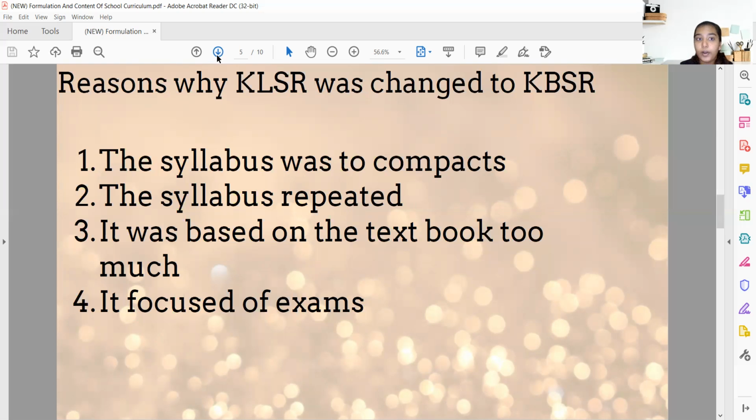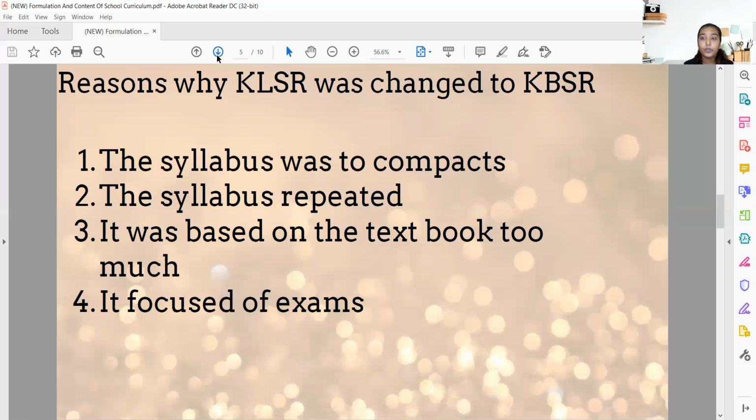The reason why KLSR was changed to KBSR is because the syllabus was too compact. It was too much. They found it as a burden to the students. They also found that KLSR was a repeated syllabus. The topics were mostly repeating on something similar. It was based on the textbook too much.